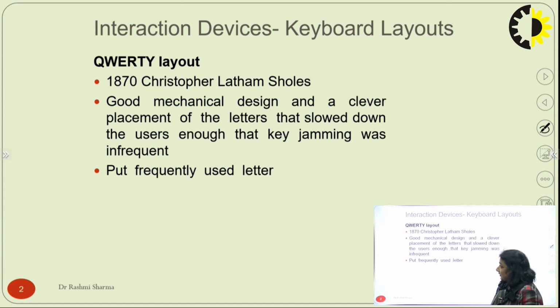The first one is QWERTY. If you look at this keyboard, this is the keyboard which I am having, and in this keyboard we have Q, W, E, R, T and Y. These are the keys on the left hand side of the top row below the number keys. So this keyboard is named after these keys, that is QWERTY.